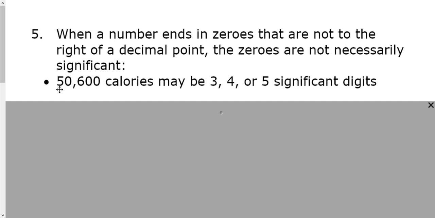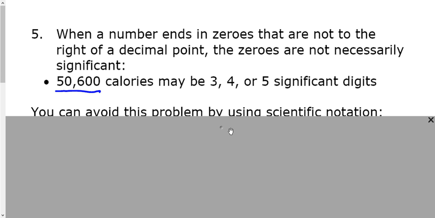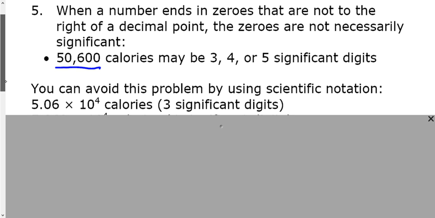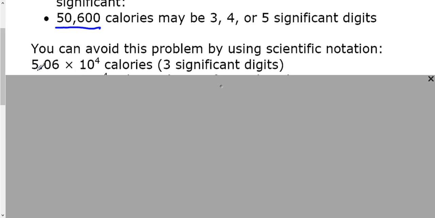So, as an example, what if we have 50,600 calories? This number could be counted as 3, 4, or 5 significant digits. So how do you know? The best way is to represent it in scientific notation. So what if we just had 5.06 times 10 to the 4? If we look at the number, we've got a 5, a 0, and a 6. The 0 is wedged between two non-zeros, so all three of them count here.